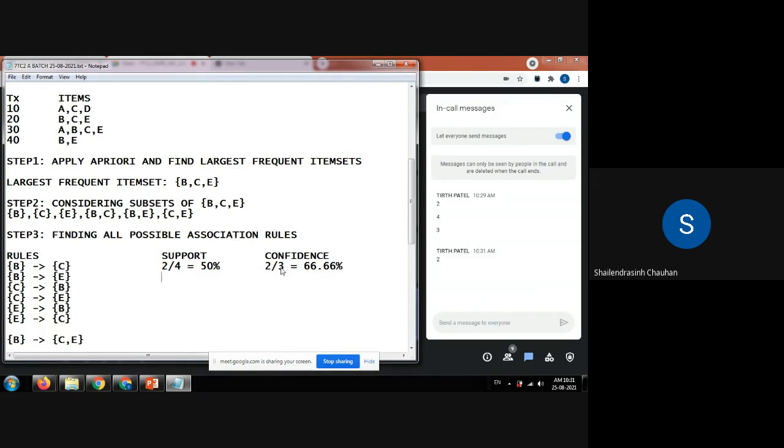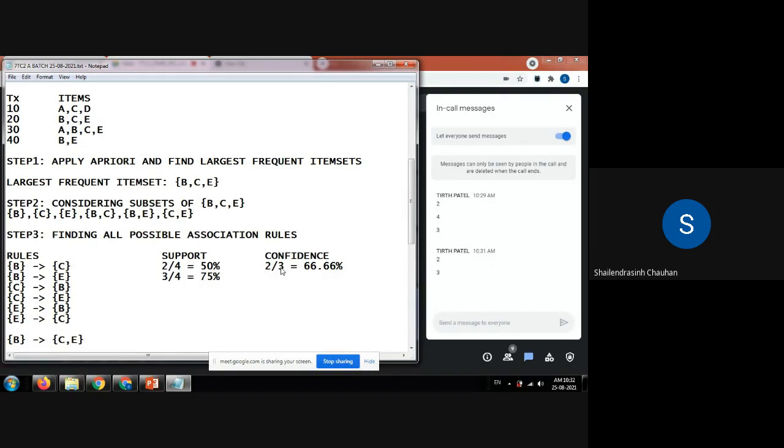Okay, now support for the next rule. We are having 4 transactions in total. Out of 4, how many are having B and E both together? Observe the table and give the answer. 3, exactly. So 3 by 4 will be the support for this rule, 75%.